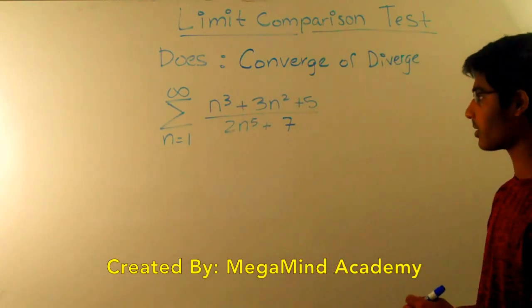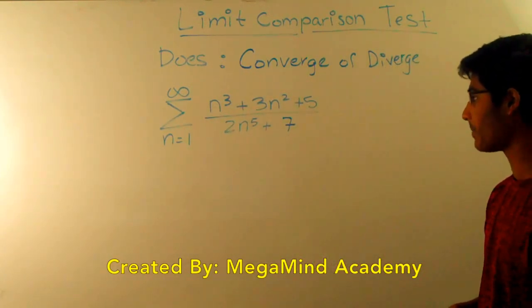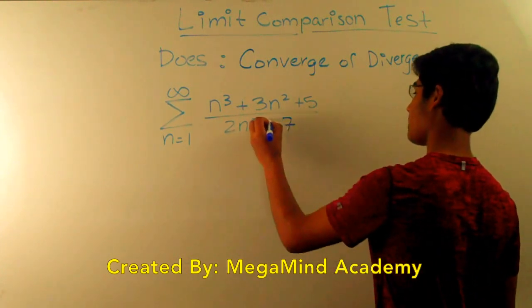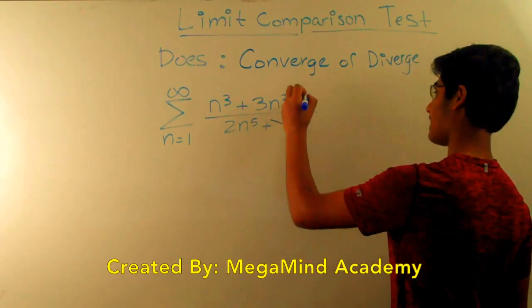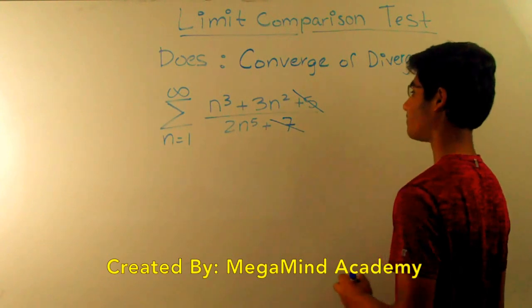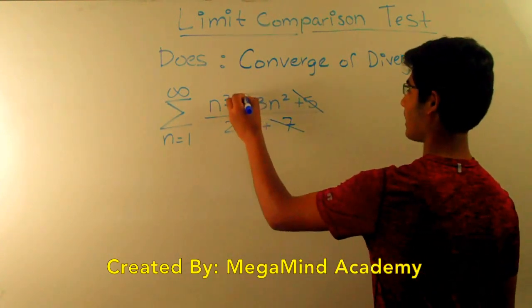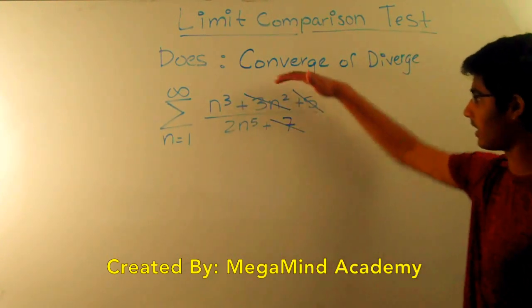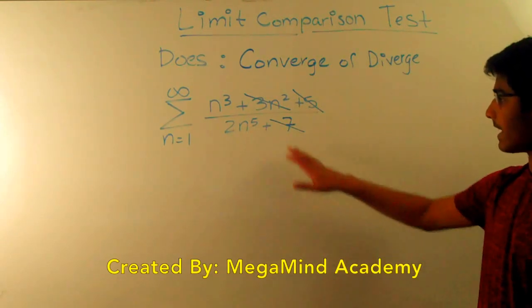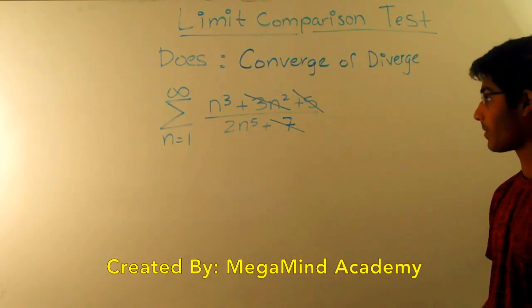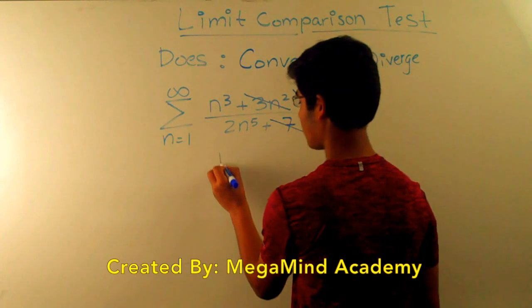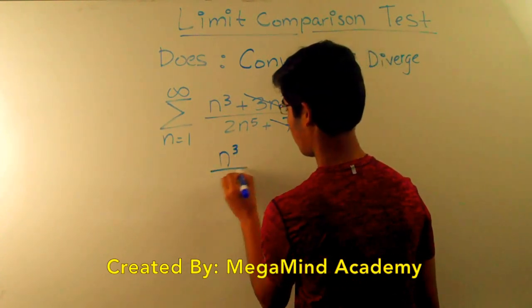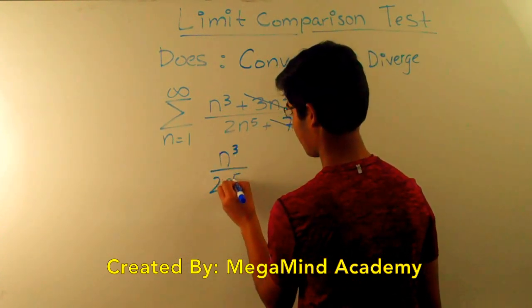only the leading terms in the numerator and the denominator matter. So we can cancel out this 7 here, and we can cancel out this 5 here, and this 3n squared, because those terms are not the leading terms in the numerator, and that term is not the leading term in the denominator. So we get n cubed over 2n to the 5th power.